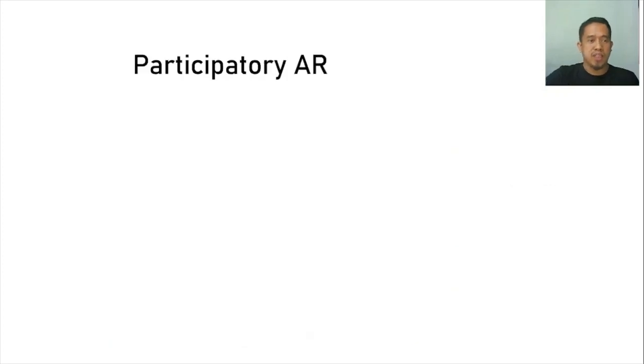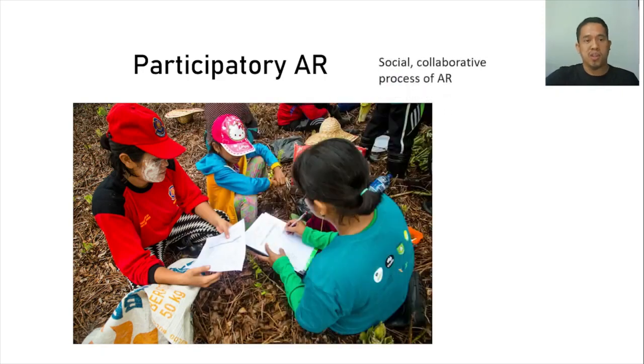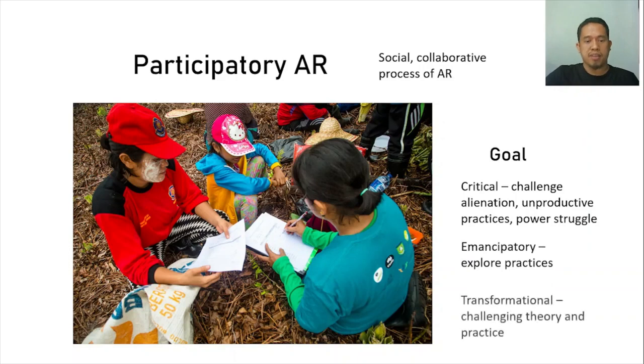The fourth type of action research is participatory action research. As you can see in the picture, this is a social, collaborative process of action research. So there is interaction of the teacher or the researcher and the participants. And there should be a strong collaboration, so that the intervention that we want to give to the participants should be directly within the need of the participants. Our goals here are the following: critical, emancipatory, and transformative.